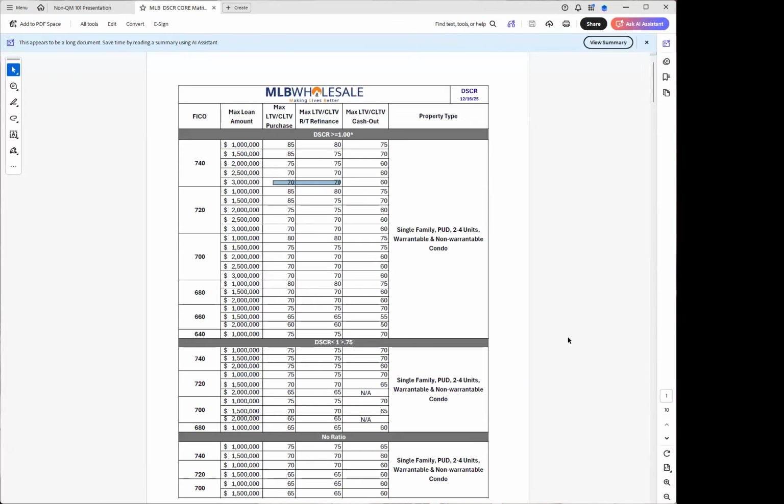Yeah, I do have one, and this is a rookie question, so don't laugh. Do you charge an origination fee? Are you a wholesale lender? We're a wholesale lender. I charge an underwriting fee. Okay, but not an origination fee. Correct. I'm just here to help you guys as a resource from MLB to help you grow your business by teaching you non-QM.